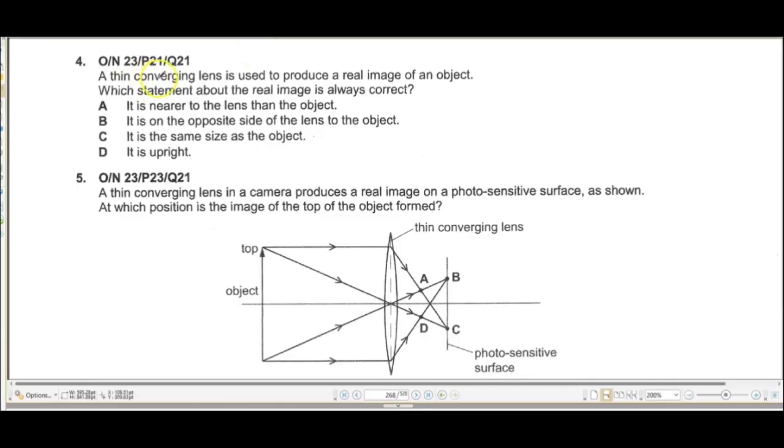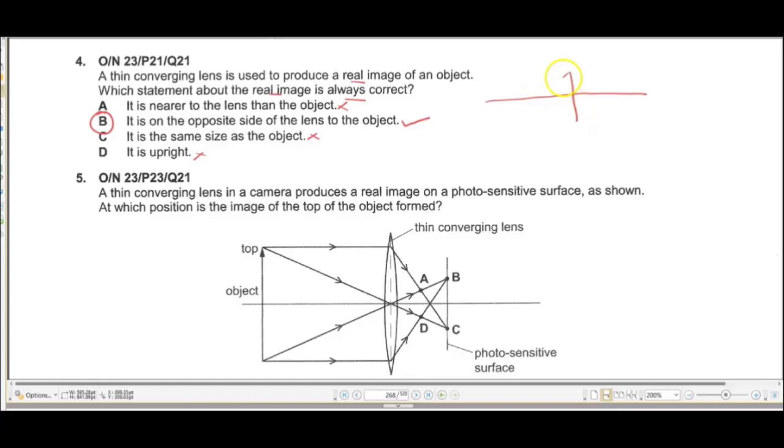Question number 4. A thin converging lens is used to produce a real image of the object. Which statement about the real image is always correct? Okay. It is nearer to the lens than the object, not necessarily. It is on the opposite side of the lens to the object. Yes, this is correct. It is the same size, not necessarily. It is upright, not necessarily. So B is going to be the correct option, because if you see, it is nearer to the lens than the object. So this can't be it.